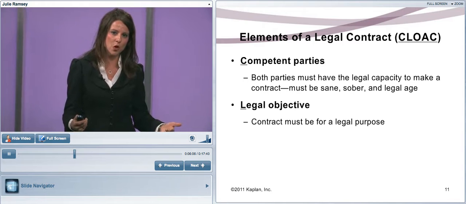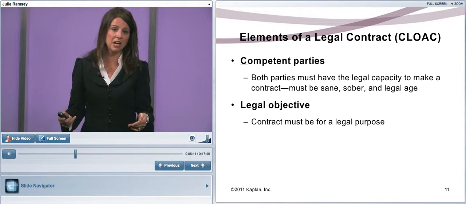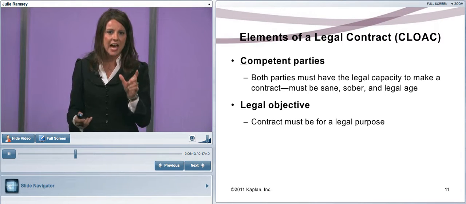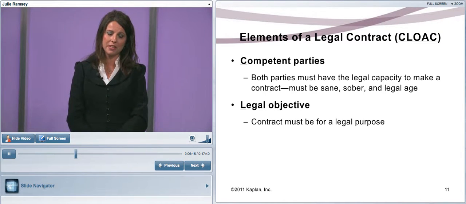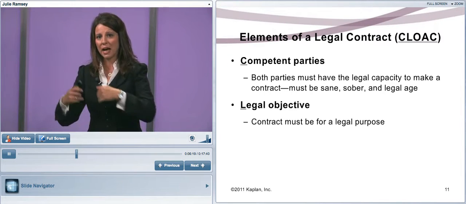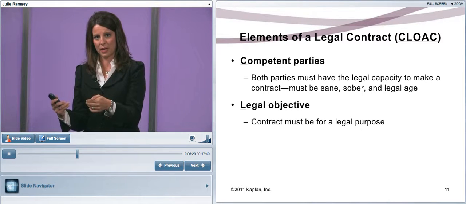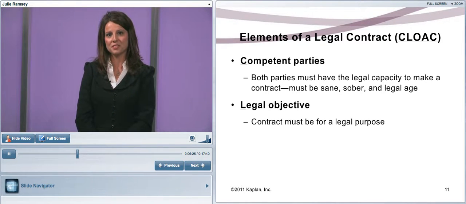You may think sane and sober, but when you think of legal age, do you think of competent parties? I'm not looking for a number, but I'm thinking they have to be of legal age. The L stands for legal purpose. You can't buy insurance if it's not for a legal objective. All right? It has to be for a legal purpose.